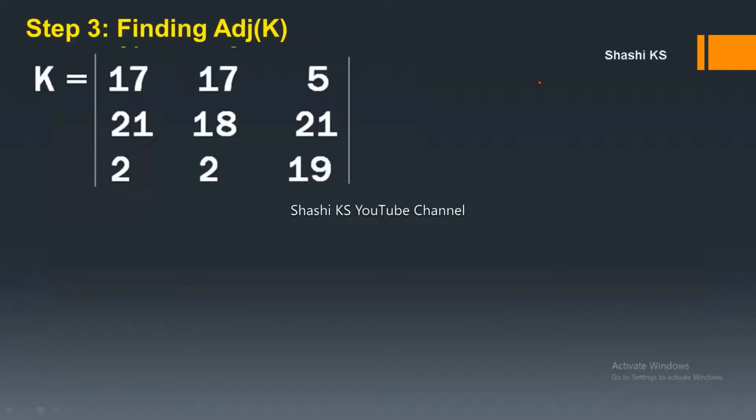So the next step, when we have found the key inverse, would be to find the adjoint of the key K. This is our key K matrix, so we need to find the adjoint of K. For that, we have 3 steps.